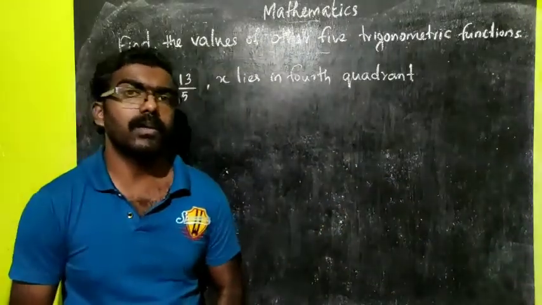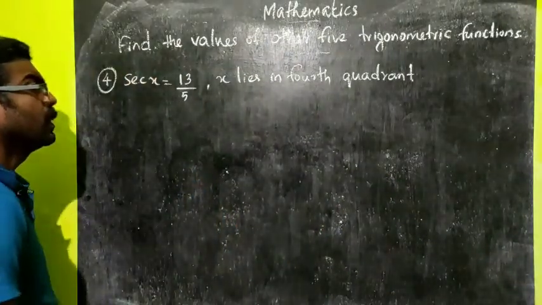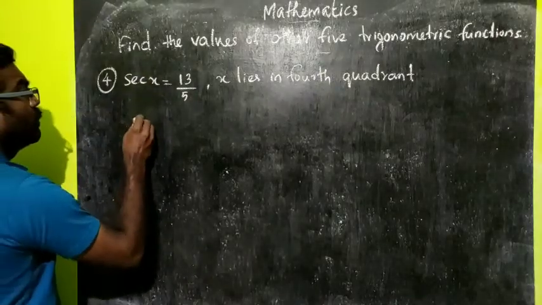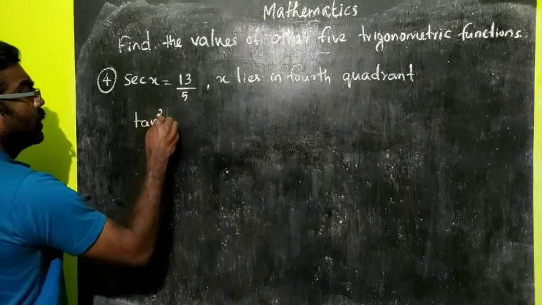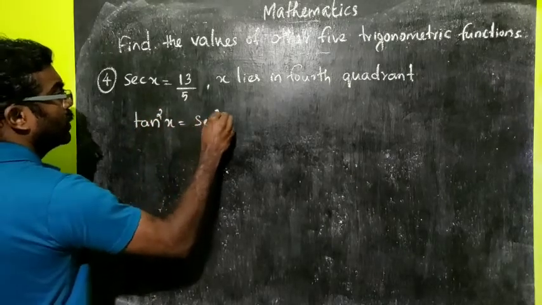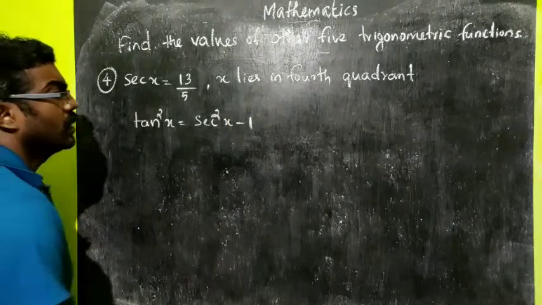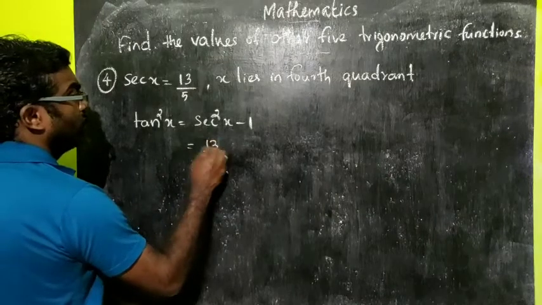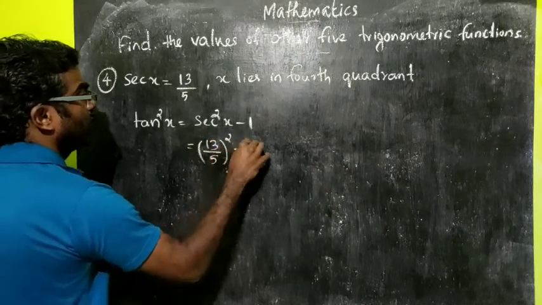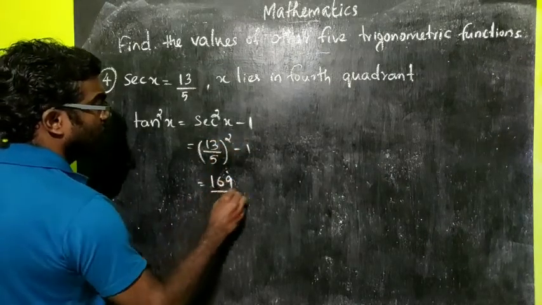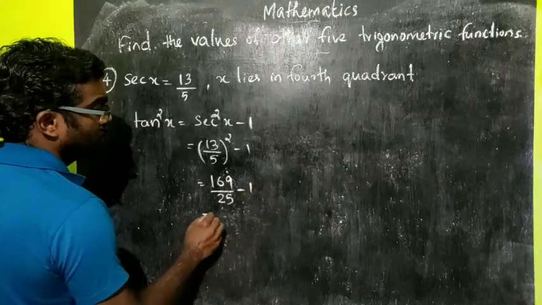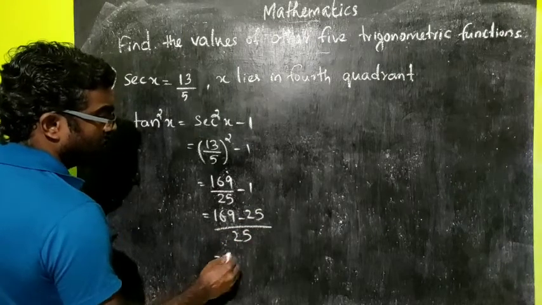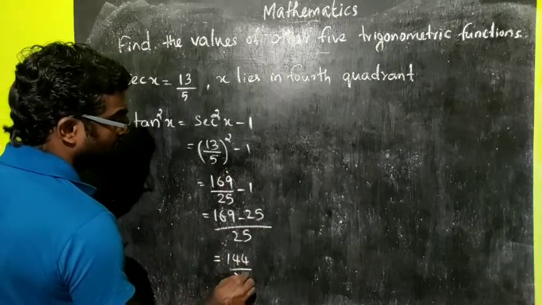Now we move on to question number 4. Sec x is equal to 13 by 5. X lies in the fourth quadrant. So here we can find tan square x. Tan square x is equal to sec square x minus 1. We have the identity sec square theta minus tan square theta equal to 1. So 13 by 5 the whole square minus 1. 169 divided by 25 minus 1. That is 169 minus 25 divided by 25, or 144 divided by 25.